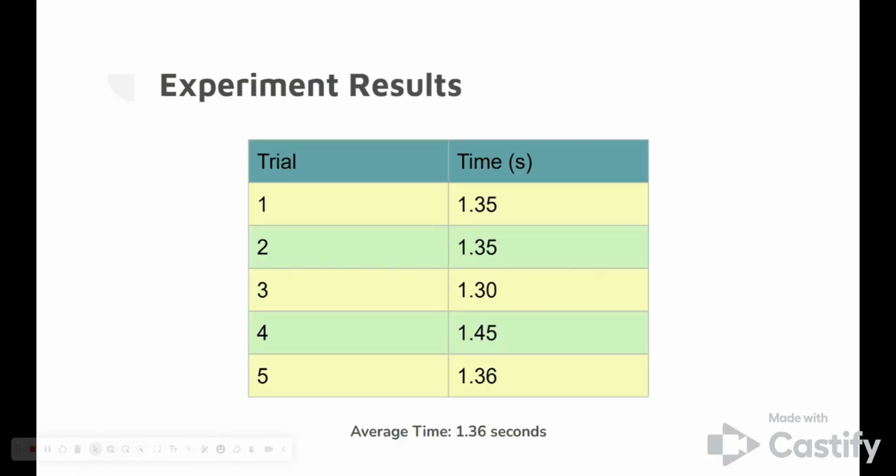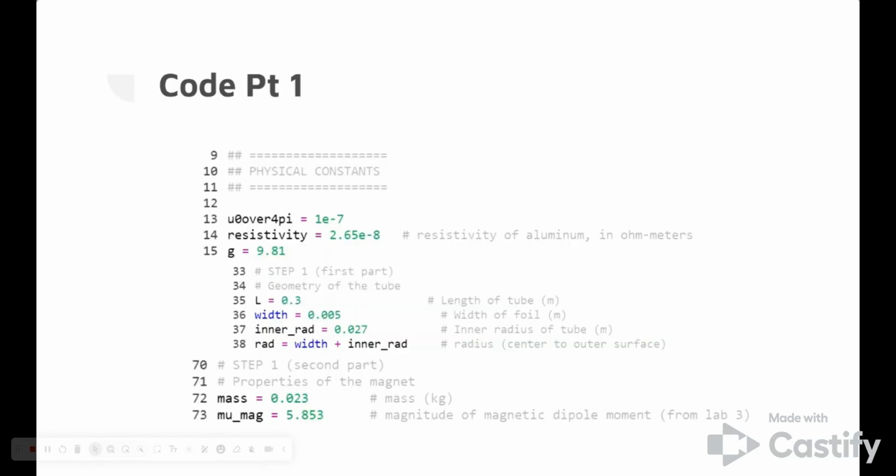The experimental results. The first trial was about 1.35 seconds. The next was all the same. The next was 1.3. After that was 1.45. And finally, the last trial was 1.36 seconds, coming out to an average time of 1.36 seconds.